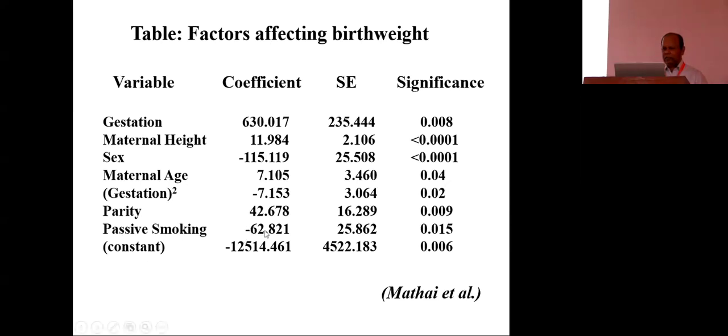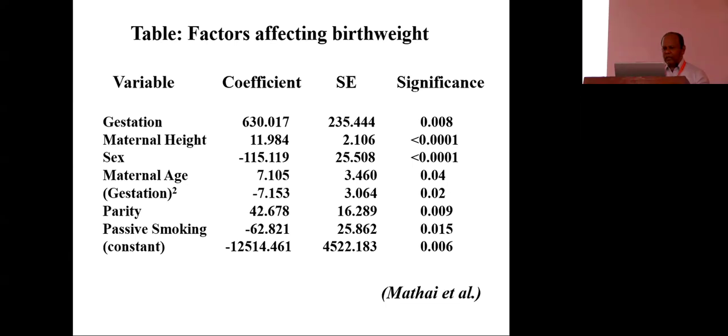What does this value tell you? Yeah, if I'm not a passive smoker, 0. 1 means passive smoker. If you move from 0 to 1, there is a birth weight decline. Do you understand this? The decline in the birth weight is 62 grams, which is significant also.